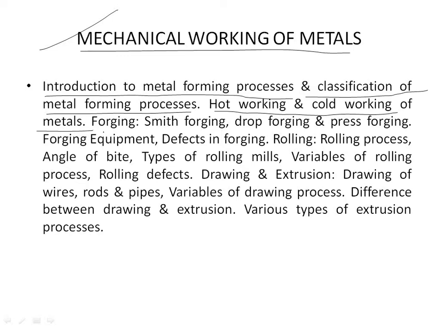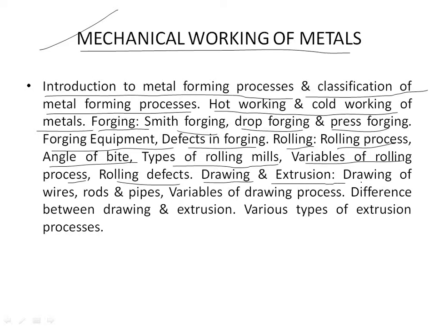In this module we are discussing very important things, that is forging: smith forging, drop forging and press forging. This all will be discussed, that is types of forgings and forging equipment, defects in the forging. And next one will be the rolling process, angle of bite, types of rolling mills, variables of rolling processes and rolling defects. And one more thing we are going to discuss, that is drawing and extrusion.